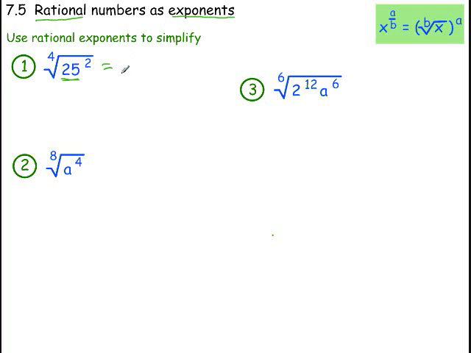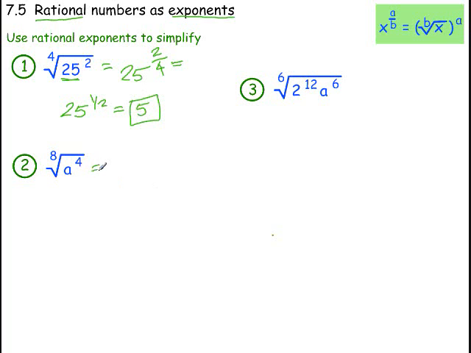With 25 as our base, put together a rational exponent with the power in the numerator and the root in the denominator. You see that that is equal to 25 to the 1/2, which we know is just another way of saying the square root of 25, which is 5.